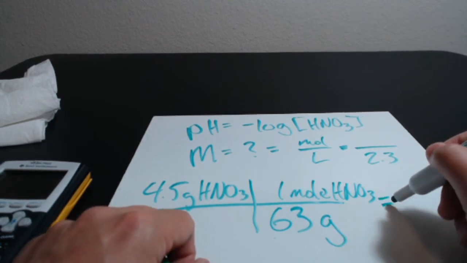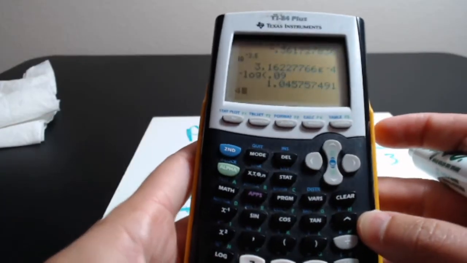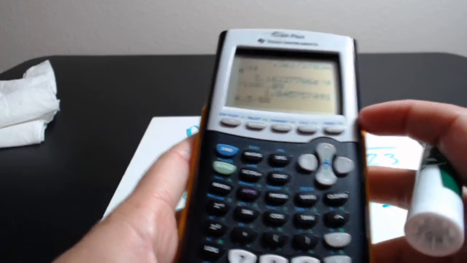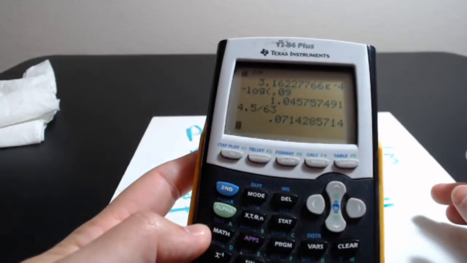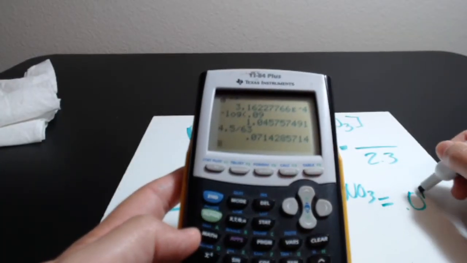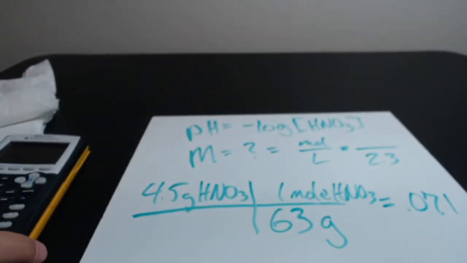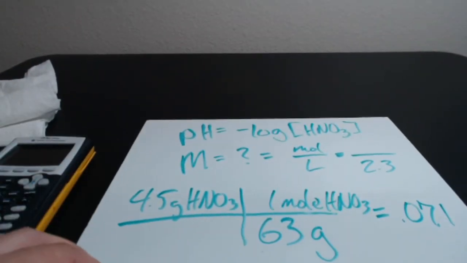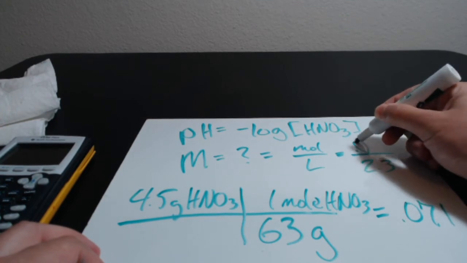Alright, so how many moles do we have here? Well, 4.5 divided by 63. And I'm going to say 0.071. Okay, so that's our number of moles. We can now plug that in up here. 0.071.